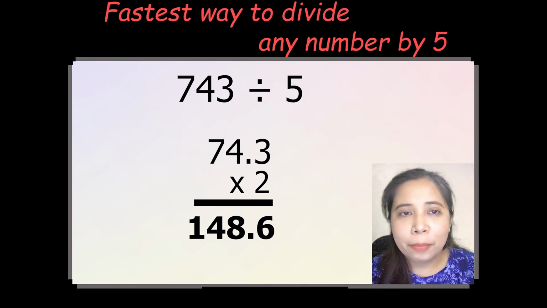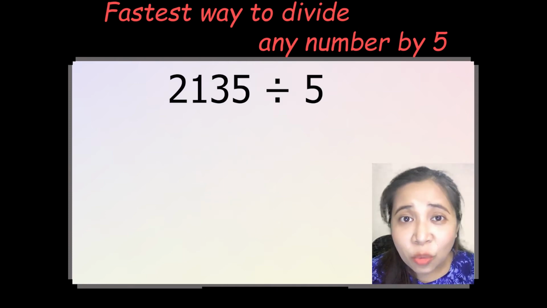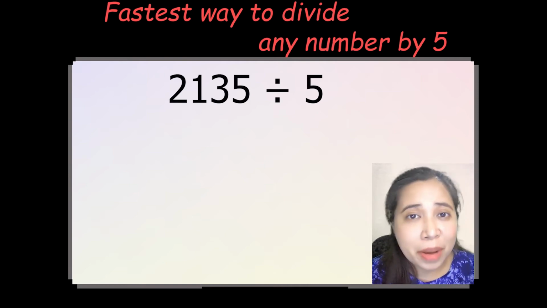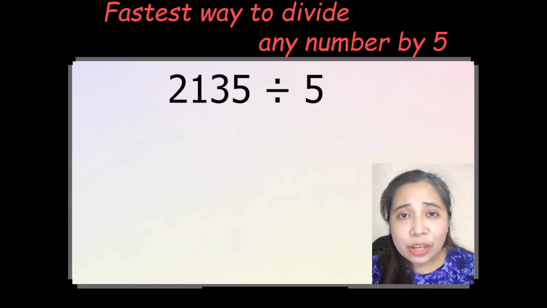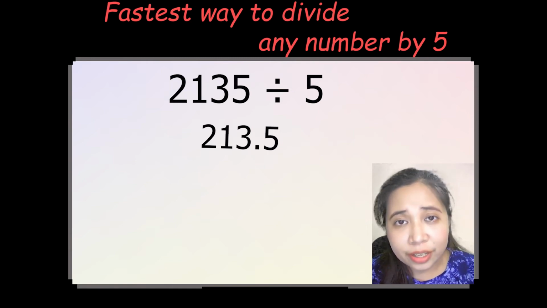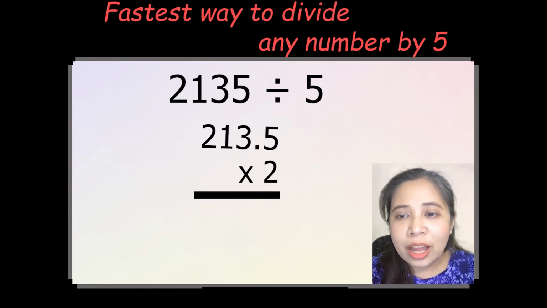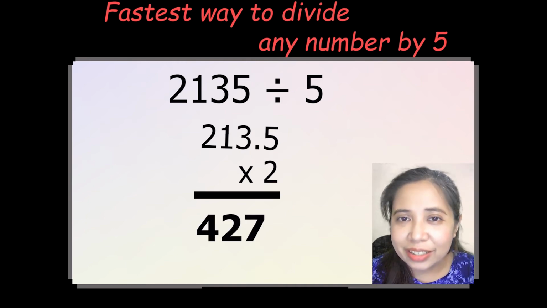Okay, next example, 2,135 divided by 5. Bale, yung magiging number is 213.5 dahil dinivide natin siya sa 10 or minove natin yung decimal by 1 place to the left. Then, yung 213.5, i-multiply lang natin sa 2. So, ang lalabas is 427.